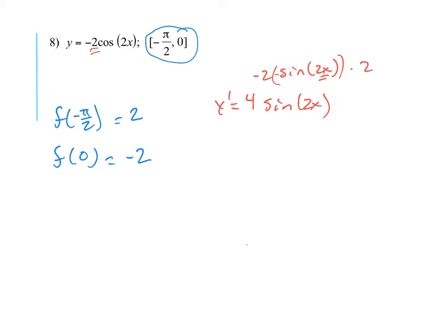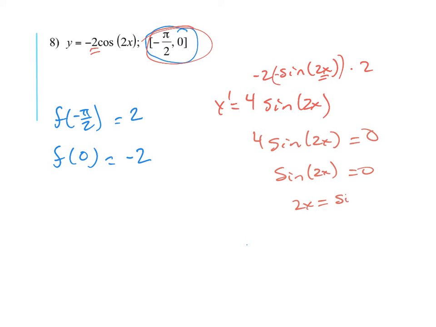And what we need to do is find out when this thing equals 0. So I have to solve this equation. And I'm only concerned with places where it equals 0 in this interval. So I divide by 4 and I get 0. So sine of 2x equals 0. And then the solution to this is 2x equals inverse sine of 0. And I'm looking for places in the interval from negative pi over 2 to 0 where the sine is 0. And by that I mean we are looking for values of x that fall in this interval.